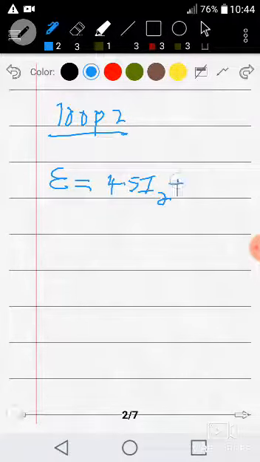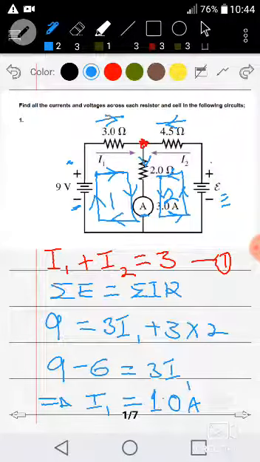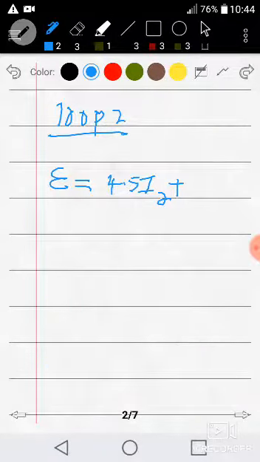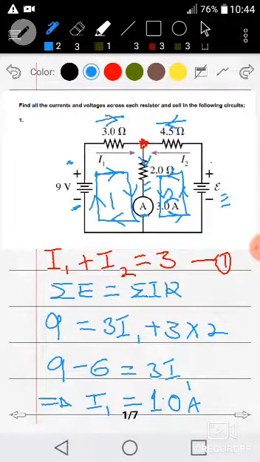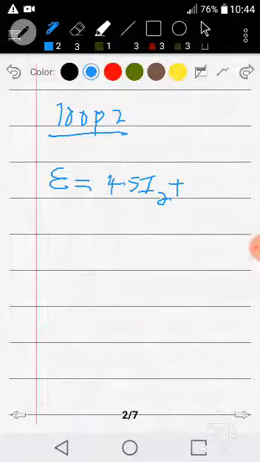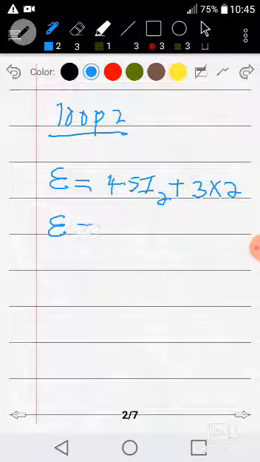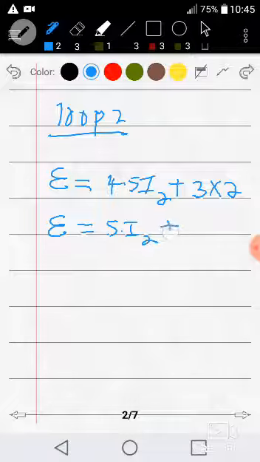Now plus, here, the current through the 2 ohm resistor, which is 3 amperes, is going down, and even the loop is also downwards. So that means we shall have 3 amperes as current times the resistance as 2. So that means EMF should be equal to 4.5 I2 plus 6. This is our second equation.